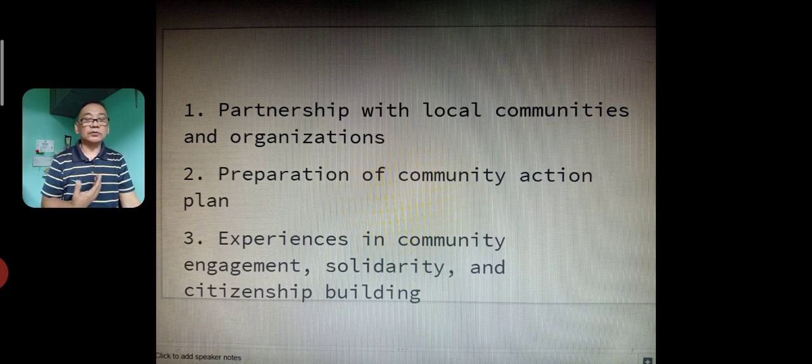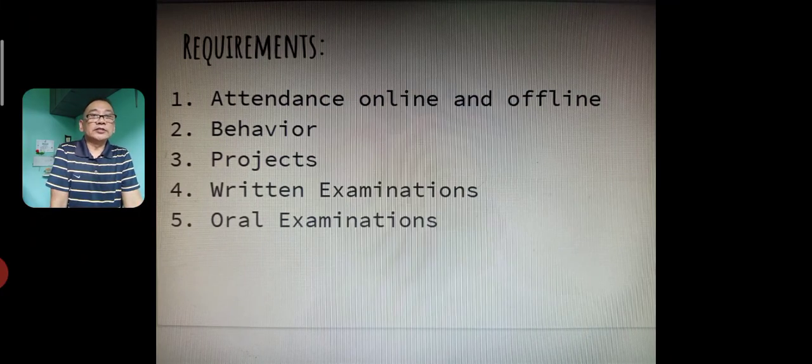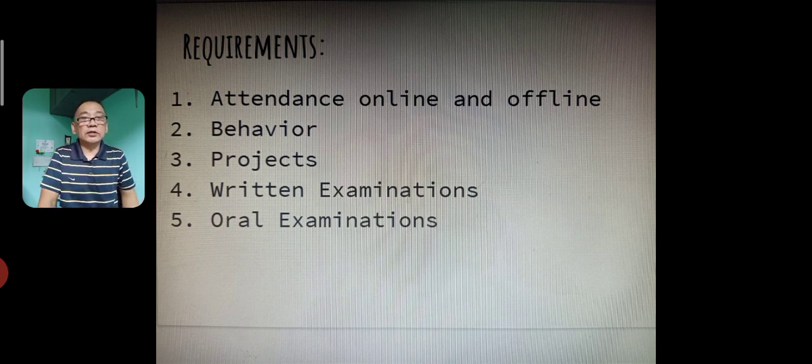Paano makikitungo? Let's develop ourselves first, no? Bawal lang mahiyain dito. Paano mag-solidify, okay? And paano mag-action plan or yung tinatawag na citizenship building. The requirements are attendance, online and offline, behavior, projects, written examination, and oral examination. So, ito yung mga requirements natin para tayo ay makapasa dito sa ating subject.